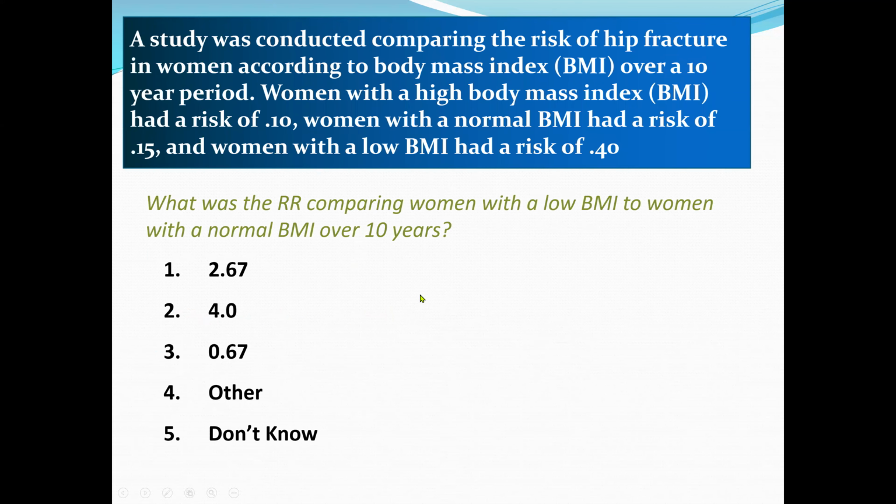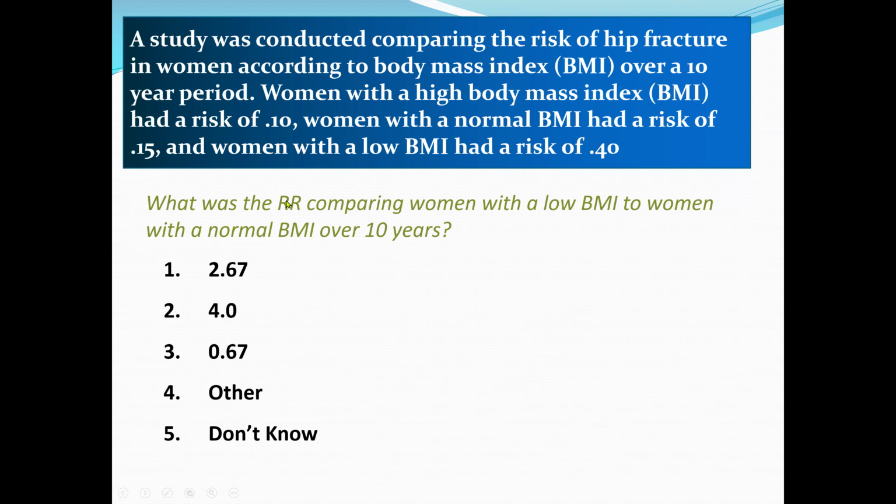So a study was conducted comparing the risk of hip fractures in women according to body mass index over a 10-year period. Women with high body mass index had a risk of 0.10. Women with normal had a risk of 0.15. And the women with low, again, the same question, 3 different groups, but we are going to compare 2 groups at a time: compare the normal with high, the normal with the low. As we said earlier, normal means you are not exposed. High or low means you are exposed.